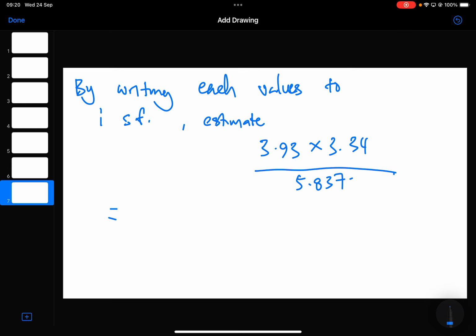3.93 is a 3 significant figure number. If we only want the first significant figure, we look at the second significant figure. We look at 9. Since it is bigger than or equal to 5, we have to round up the first significant figure. So 3.93 becomes 4. Same for the next one, we look at the second significant figure, it is less than 5, so we don't round up. So 3 remains as 3. Then the bottom one, we want one significant figure, we look at the second significant figure, so we round up and it becomes 6. Very good.